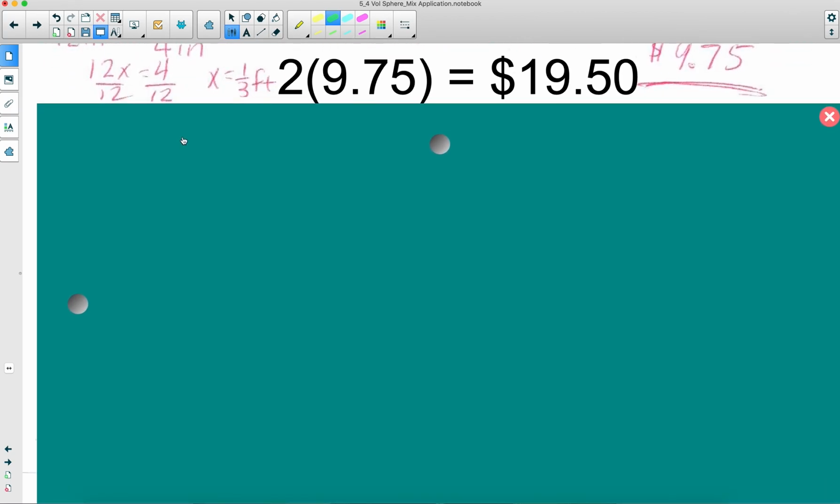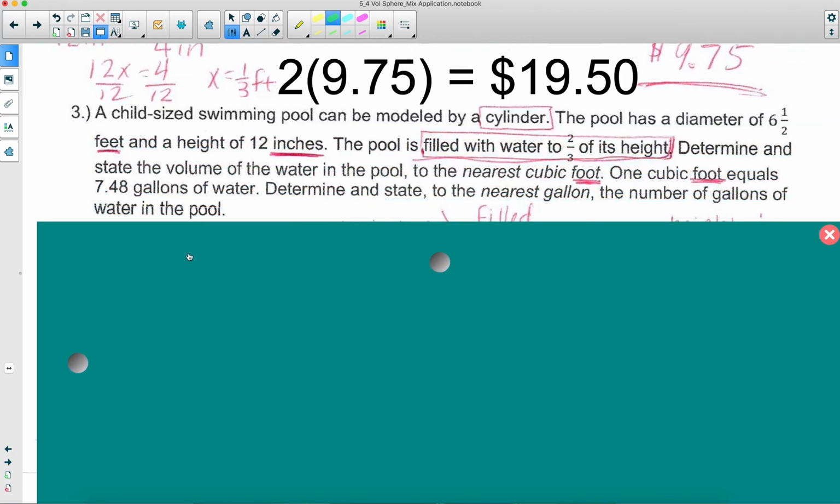And then the last real world application that I kind of liked for this was this here. And it says a child-sized swimming pool can be modeled by a cylinder. The pool has a diameter of 6.5 feet and a height of 12 inches. So right off the bat, they're already trying to trick you. They're telling you the diameter is in feet, but the height is in inches. Very tricky. The pool is filled with water 2/3 of its height. So now again, the height isn't even the full 12 inches, it's 2/3 of it. You have to determine and state the volume of the water in the pool to the nearest cubic foot.